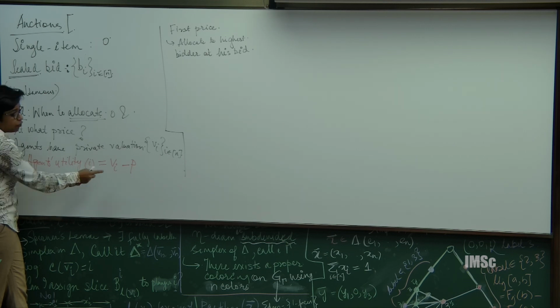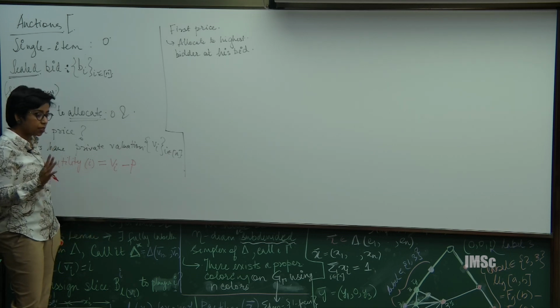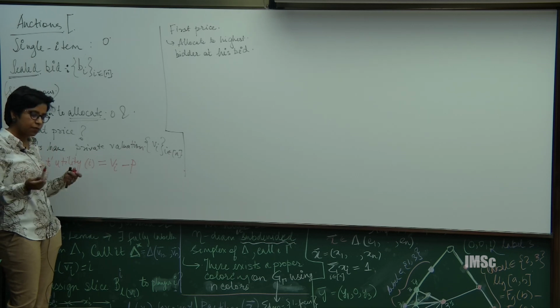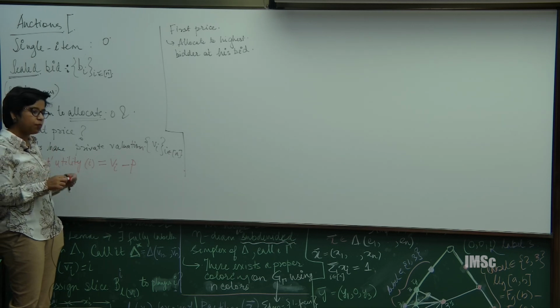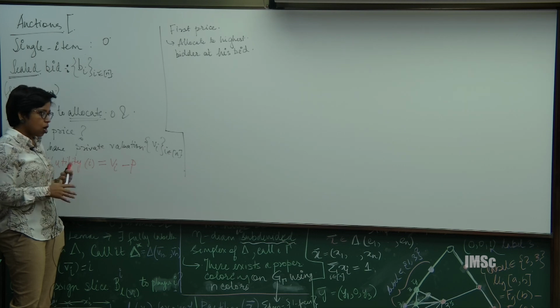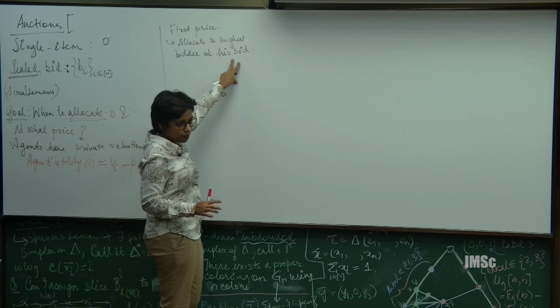Okay. If I pay more than I value this item, that is a definite loss or a negative utility situation. It means I really overpaid for this item. This item simply does not mean as much to me, I paid more than it means to me, correct? All right. So, allocate to highest bidder at his bid.